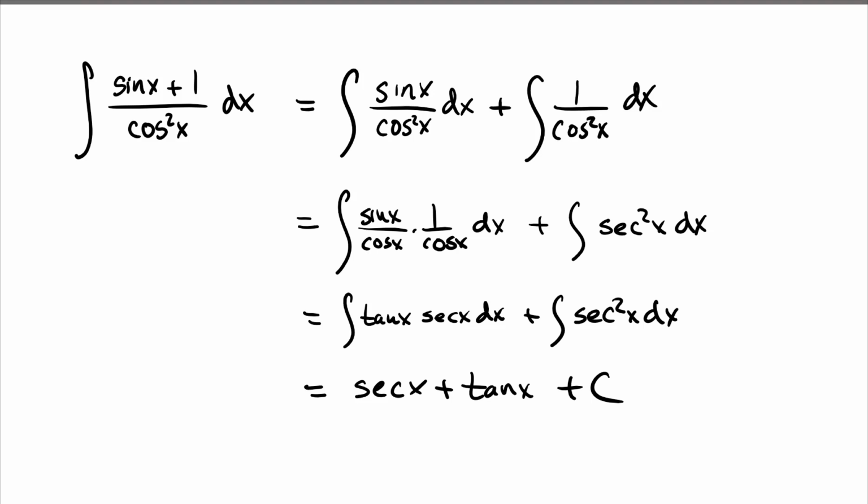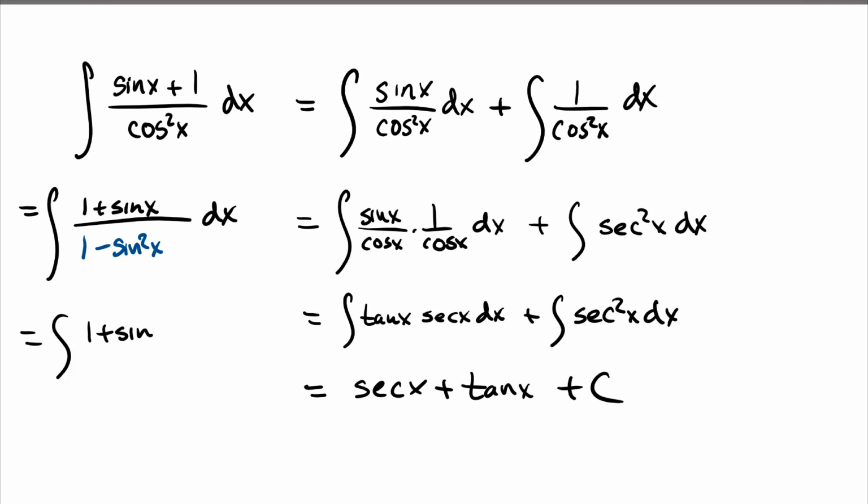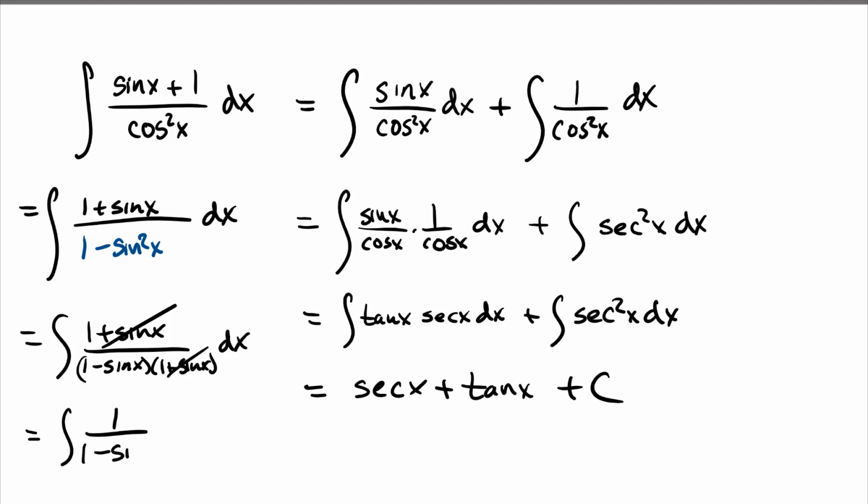There's another method, though, as well. I'm just going to move down. Actually, do you mind if I write this as 1 plus sine? Is that okay? You're going to get mad at me if we do that? Isn't cosine squared equal to 1 minus sine squared? I think it is. And then that must be a difference of squares down below. So that's 1 minus sine of x times 1 plus sine of x. Those cancel out. And we're just left with 1 over 1 minus sine of x.